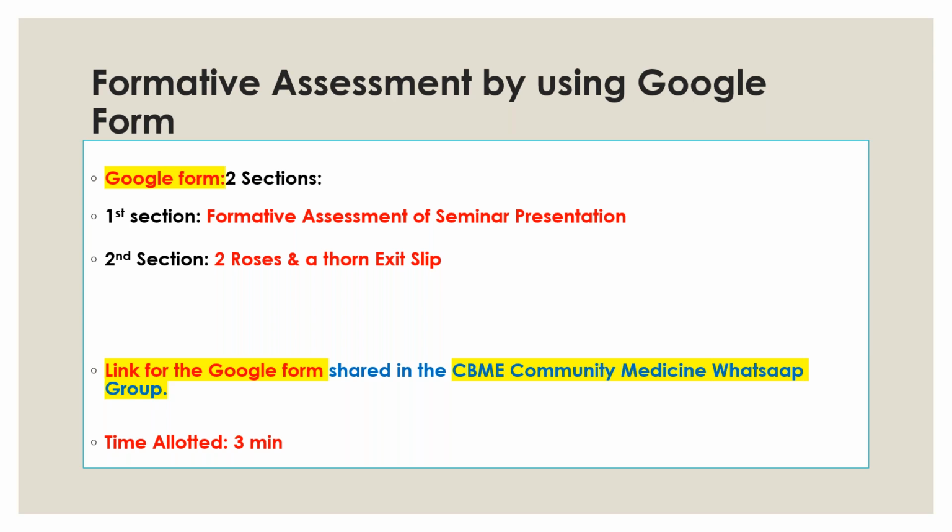The next section, if you are using your mobile phone, then after you fill up this first form, you have a next button at the end, so that you can go to page 2. And if you are using a computer, if you scroll down, you can see the roses and a thorn exit slip. In that slip, we have put questions like two things you liked about today's presentation and one muddiest point from today's presentation.